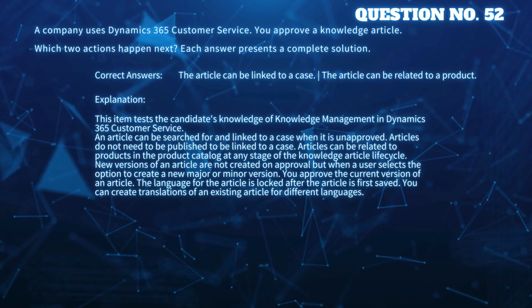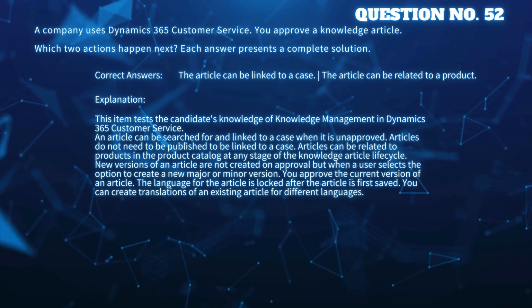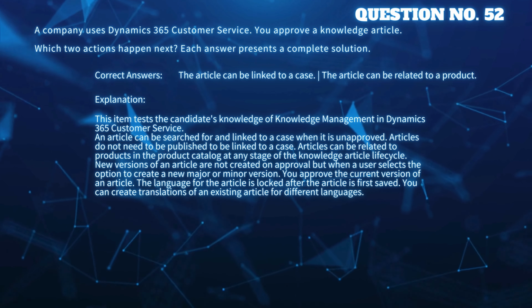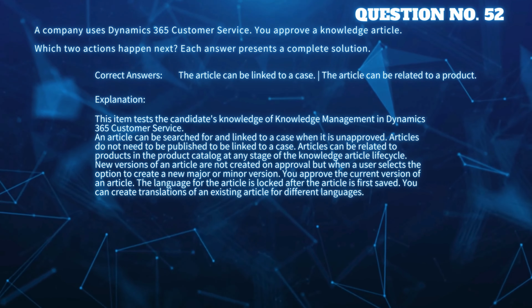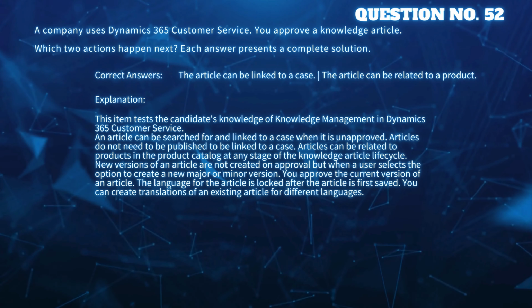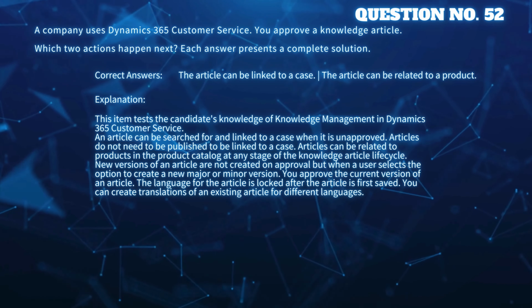New versions of an article are not created on approval but when a user selects the option to create a new major or minor version. You approve the current version of an article. The language for the article is locked after the article is first saved. You can create translations of an existing article for different languages.